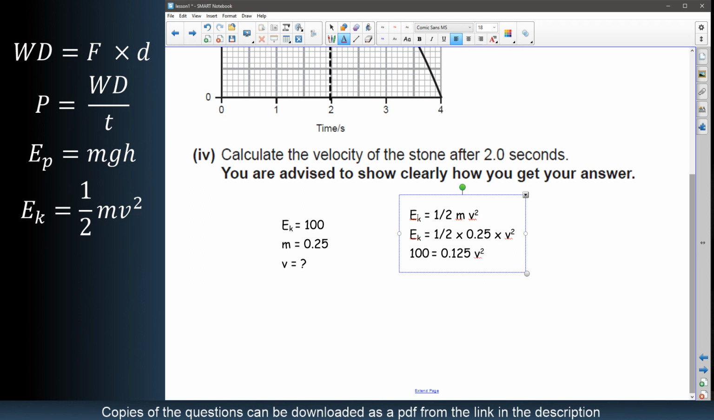v squared. Okay, so that gives me 800 equals v squared. So we take the square root of both sides on that one, and we need the square root of 800. So v equals the square root of 800, and I'm hoping answers 12. Thank you so much, Sparky Extensions, you're a superstar. 28.3 to 1 decimal place meters per second.